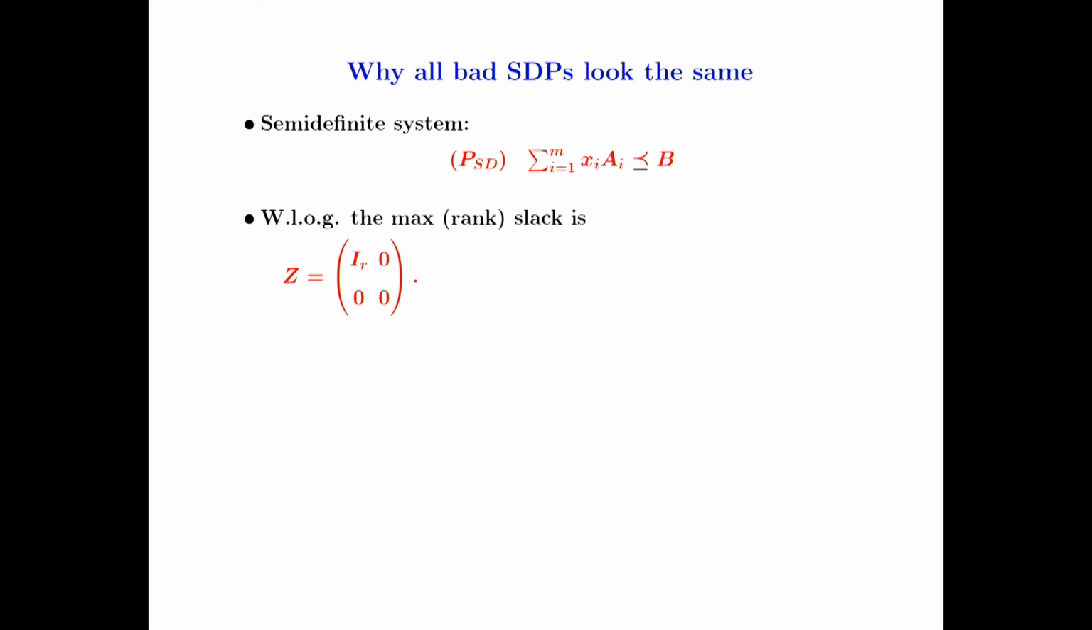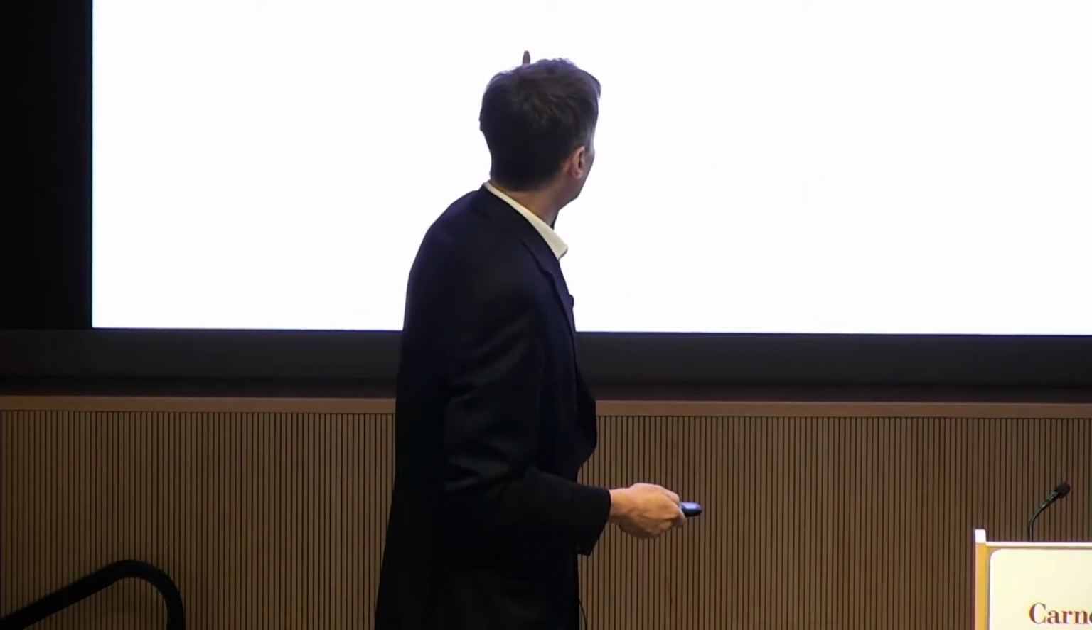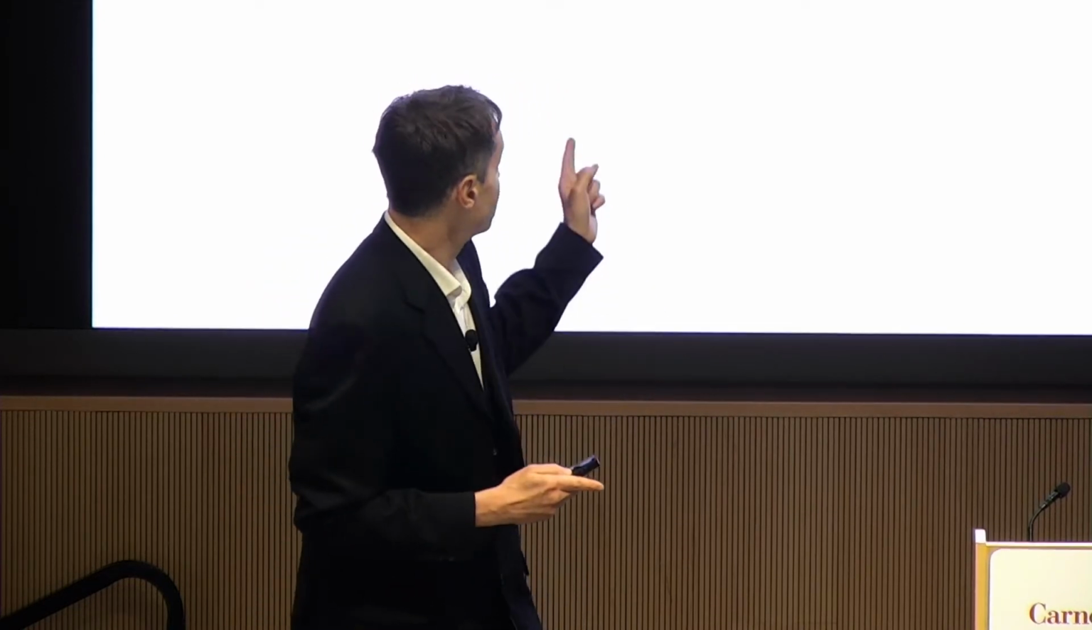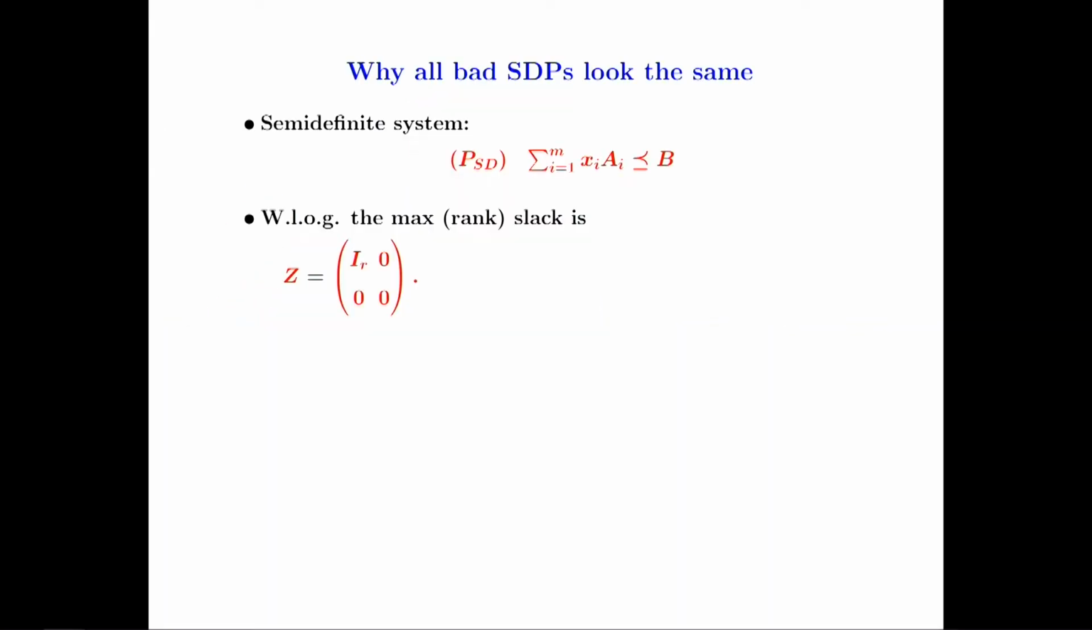So there's the semi-definite system. I would like to know if it's well-behaved or badly behaved. And I'm going to assume that the maximum rank slack is of a certain form. Now, firstly, there exists a maximum rank slack because a slack can have rank 0 or 1 or 2 or 3 and so on, right? So there is one which has maximum rank. And I'm going to assume that it's normalized so that it's a small identity and then lots of zeros. I can assume that without loss of generality.